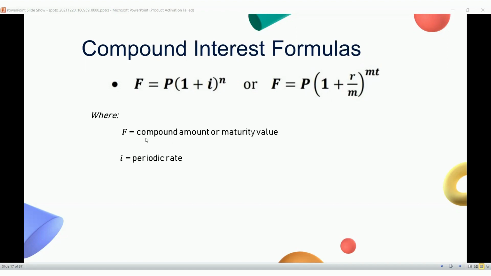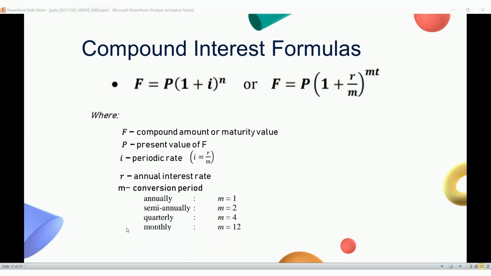Where F is compound amount or maturity value, yan. P is present value of F, yung present value na kung saan wala pang interest. I is periodic rate, wherein I is equals to R over M. R is the annual interest rate. M is conversion period. Ito yung mga conversion period niya. And total number of conversion periods or N is equals to MT.